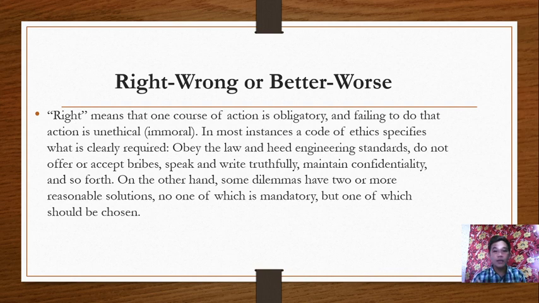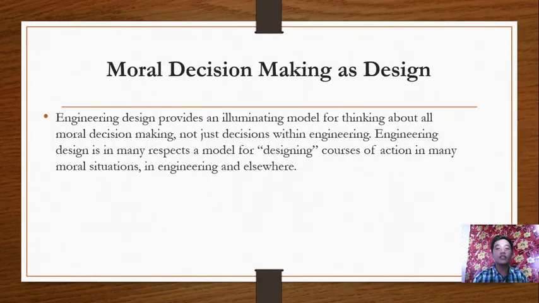On the other hand, some dilemmas have two or more reasonable solutions, no one of which is mandatory, but one of which should be chosen. So you need to speak and write truthfully. It is the most important thing that we are going to do, or maintain confidentiality. We have a secrecy law. What you hear, what you see, what you smell, leave it here. So we need to maintain confidentiality.